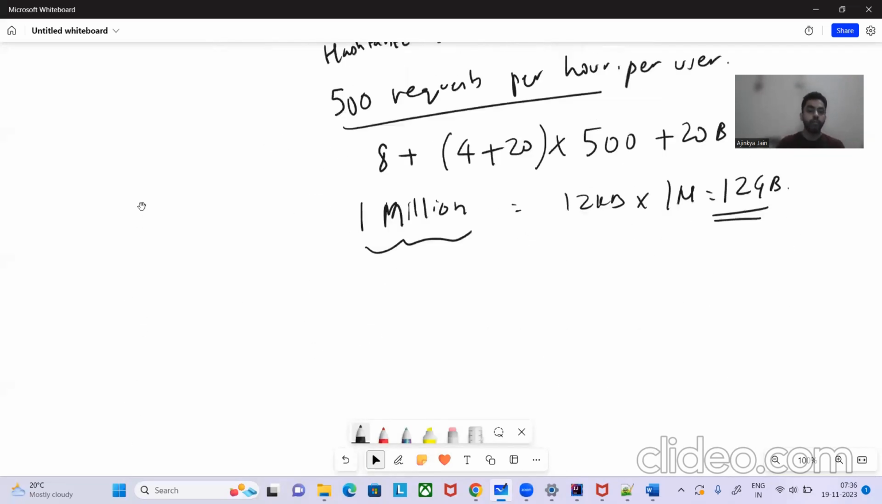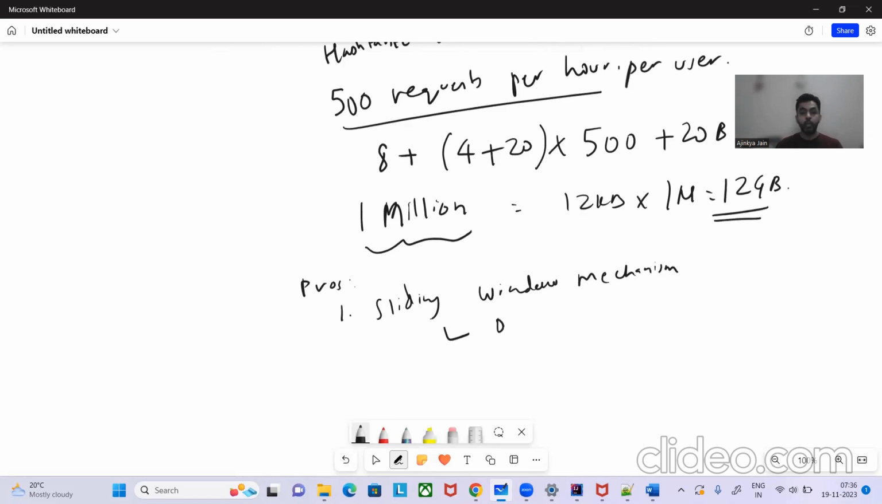So what is the advantage of this algorithm? It is using the sliding window mechanism. What is the advantage?